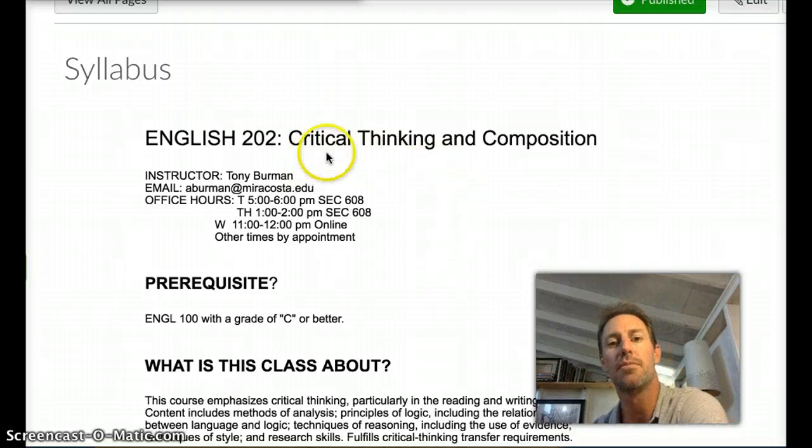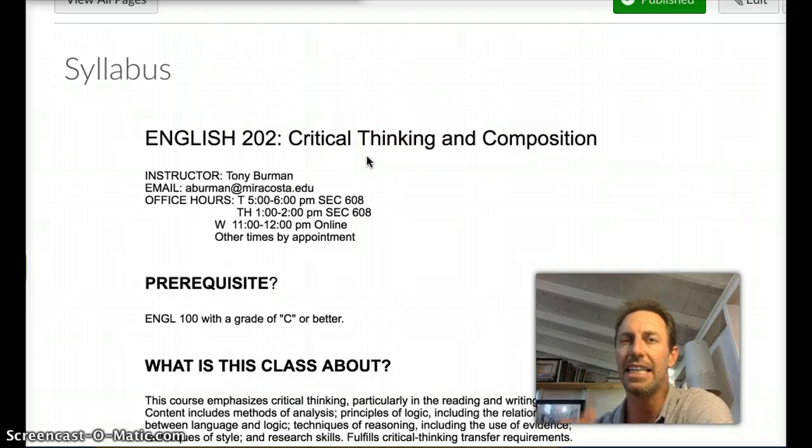And when we think about the term critical thinking here, at least for our purposes, we can think of critical thinking with regard to persuasion. That is, how does writing persuade? In a sense, that's what this whole course is about. We're going to investigate how writing persuades.